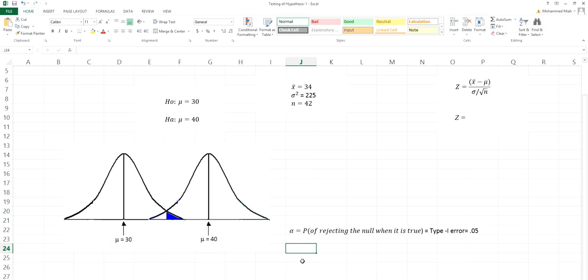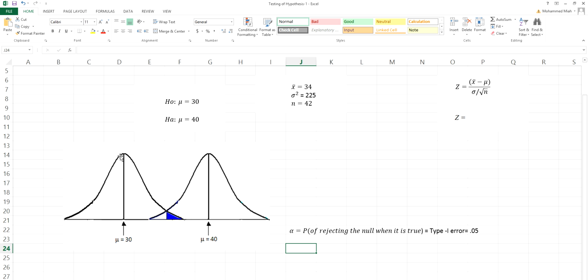It is represented by alpha, which is the probability of rejecting the null when it is true. It is also called type 1 error, and usually it is 0.05, but it could be any number, 0.01, 0.005, depending on what your research is and how much risk you are willing to take in rejecting the null when it is true.